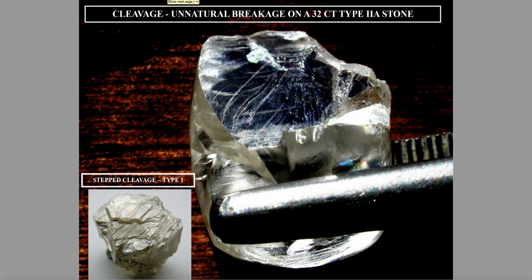So then we have the 4Cs of the diamonds. I think you are coming from a diamond country, so you should know the 4Cs of the diamonds. Here we have the cleavage, that is unnatural breakage on a 32 carat type 2A stone, and in the small inset below at the corner on the left, we have a stepped cleavage.